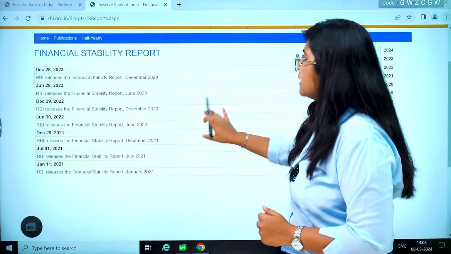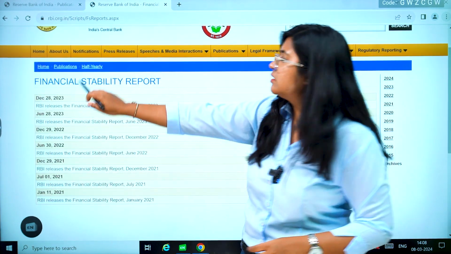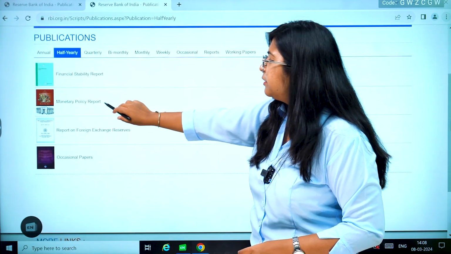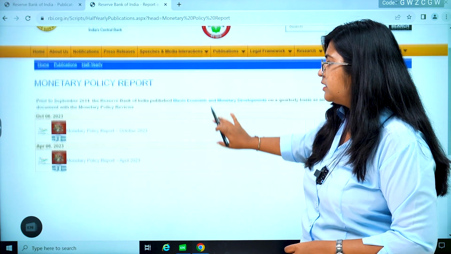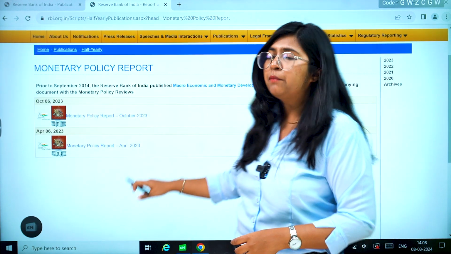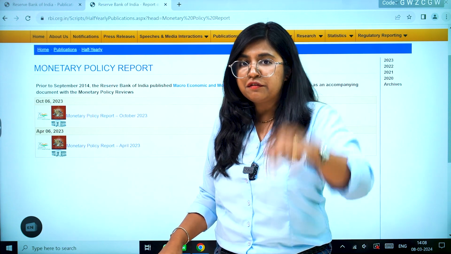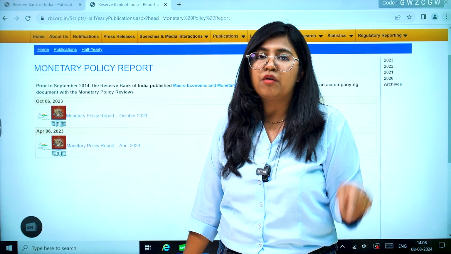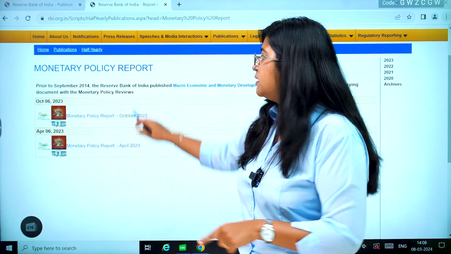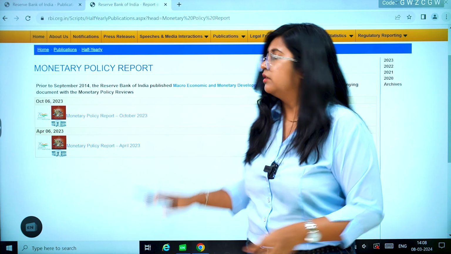Okay. So that's your half-yearly publications, the financial stability report and the monetary policy report. Okay, both of these are very important for you all if you are giving the attempt of RBI Grade B DEPR in the year 2024. These two reports are very important.